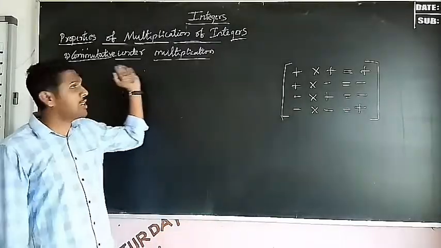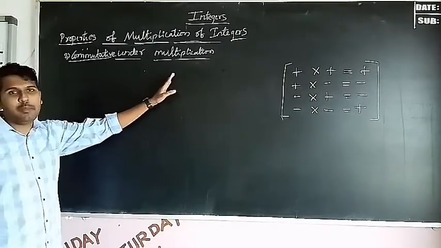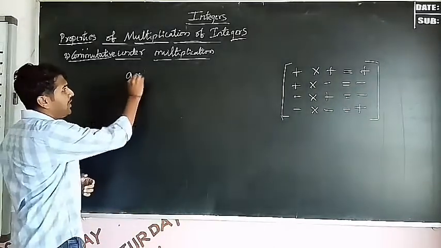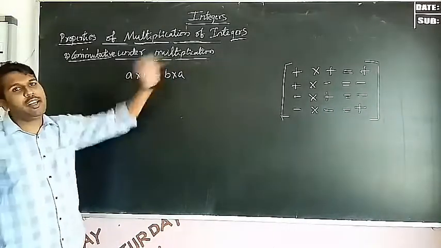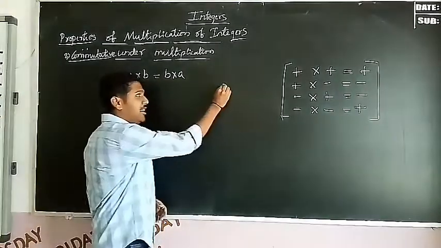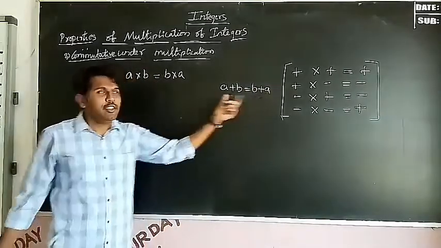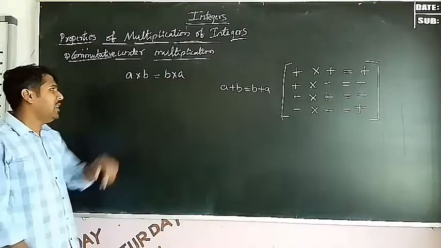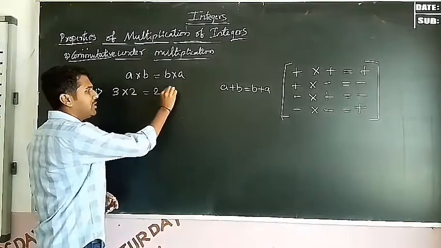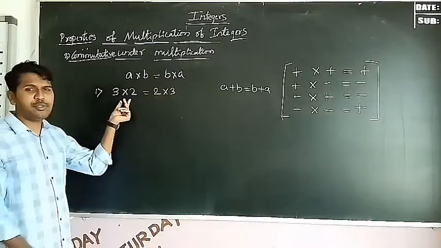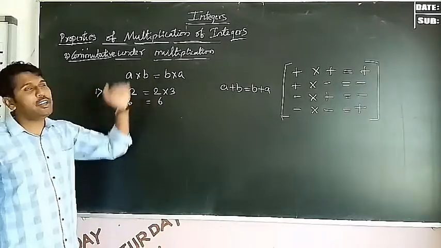Okay, the second property is the commutative property under multiplication. I already explained this one, so I will just explain briefly. a into b equals b into a. This is the commutative property under multiplication. What about addition? Addition is a plus b equals b plus a. This is for addition, and this is for multiplication. Take the example: 3 into 2 equals 2 into 3. Both are the same, no? Multiply these two: 6, and here also 6.